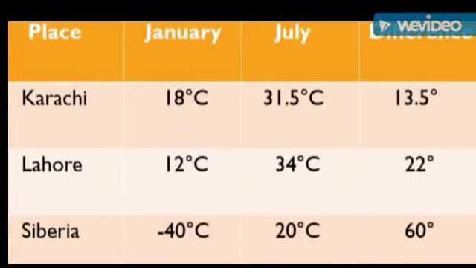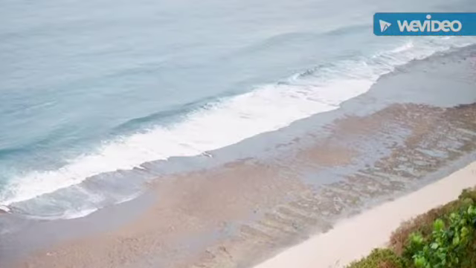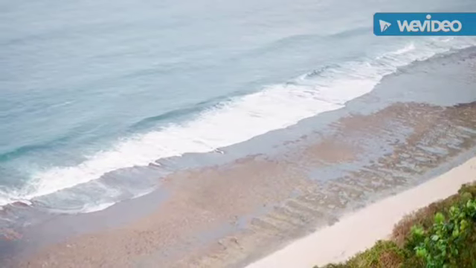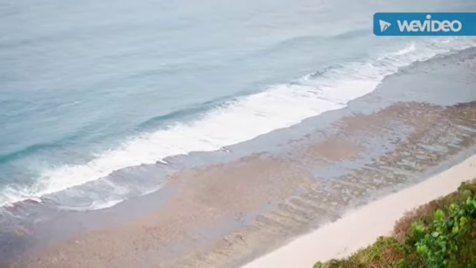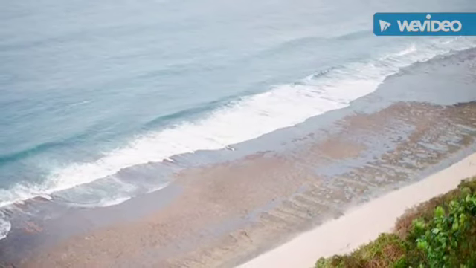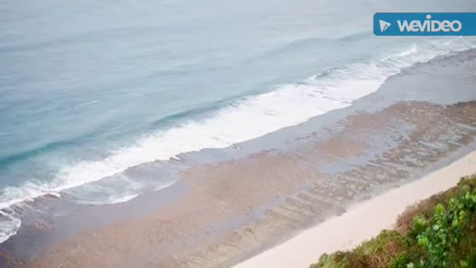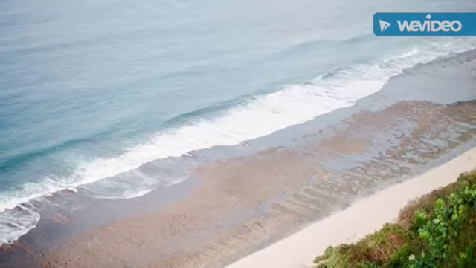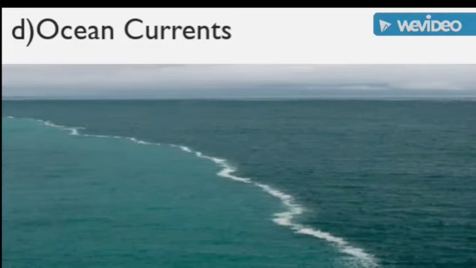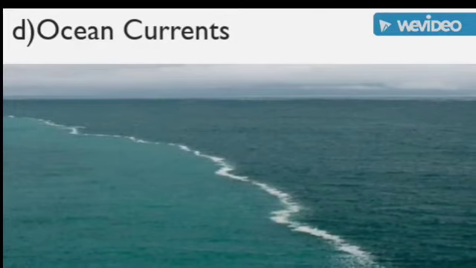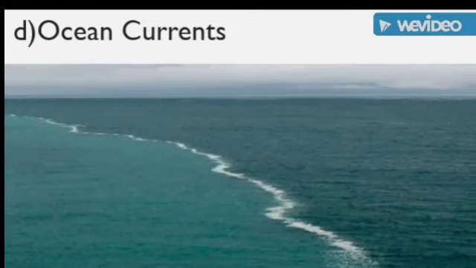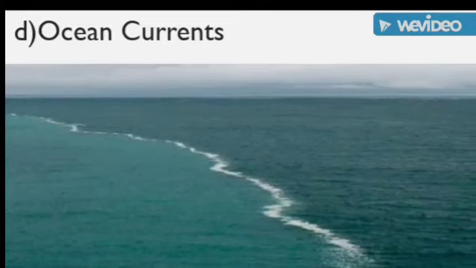Yes, Karachi has a warmer winter and cooler summer as compared to Lahore and Siberia because Karachi is near the moderating effect of the sea, and Siberia and Lahore are in the center of a great land mass. Students, do you know land heats up and cools much more rapidly than water? So, now do you understand how nearness to the sea affects climate? I hope you understand with these examples.